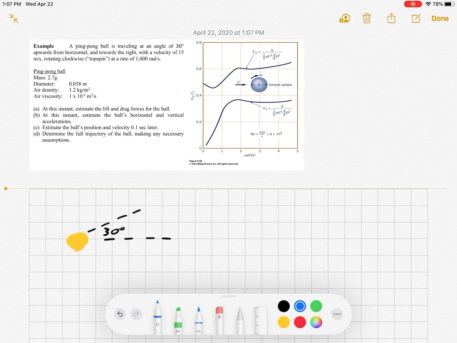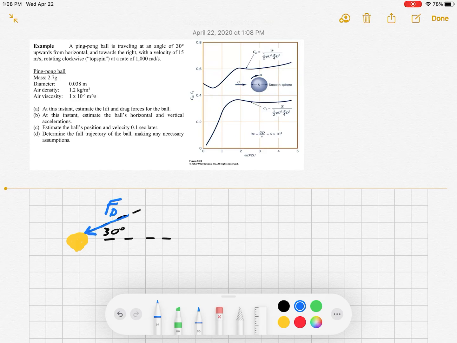And so given that the ball is traveling upward at 30 degrees, that means that the drag force is going to be exactly in this direction, okay? So this is going to be our F sub D. And now the other thing that we'll have is a lift force, okay? And if you know that this ball is going upward and toward the right, and it has topspin, if you know sports, you know that that is going to be angled downward.